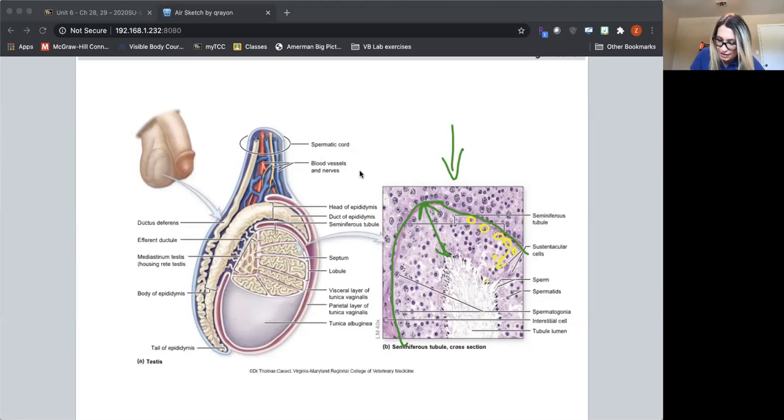And these little black dots here that you see, I'm going to do them in orange. Those are heads of the sperm. And then all these lines that you see here, those are the tails of the sperm. And that's going to make sense.